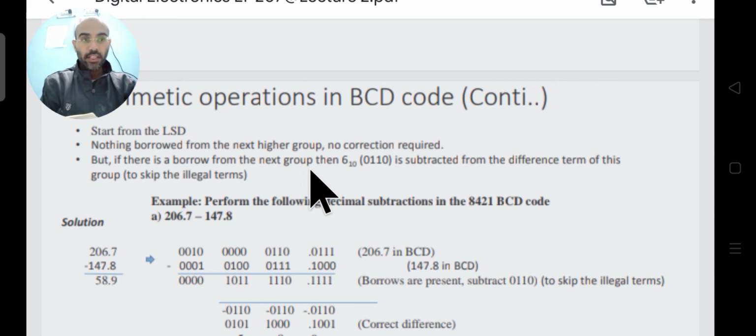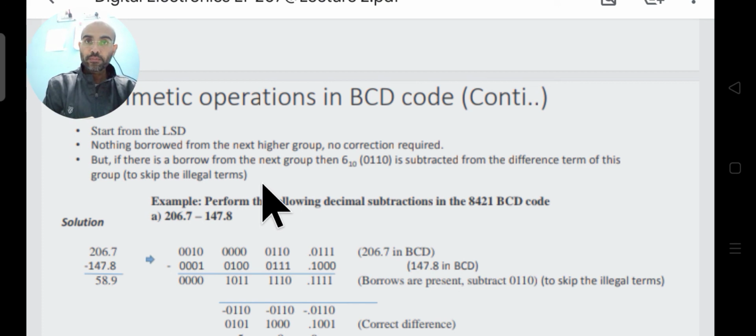Okay, so in addition, the carry moves to the next state, but here we borrow from the next higher state. So we will make the rules for that, and then we will see how to perform the subtraction with the help of an example. So again, here we will start from the least significant digit first.